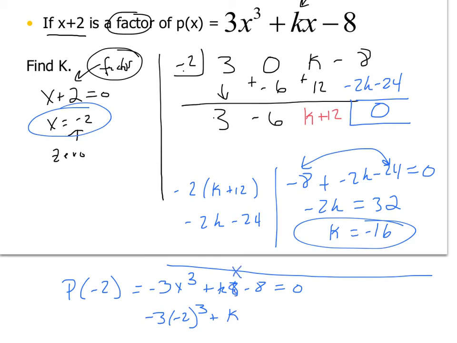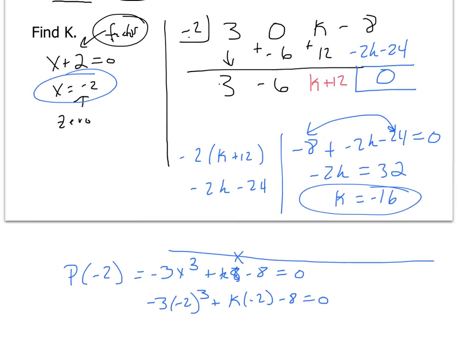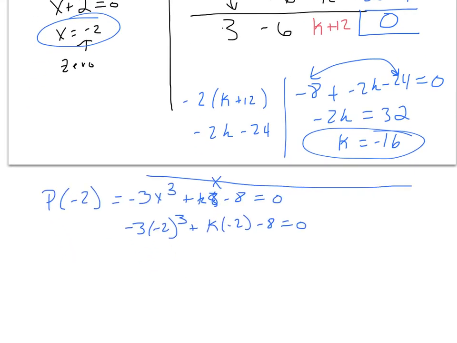That's supposed to be an x. Okay, let me move this stuff up here real quick. And so then I just go through this process. I know that negative 2 cubed is negative 8. That would be minus 2k minus 8 is equal to 0. Negative 3 times negative 8 is negative 24.